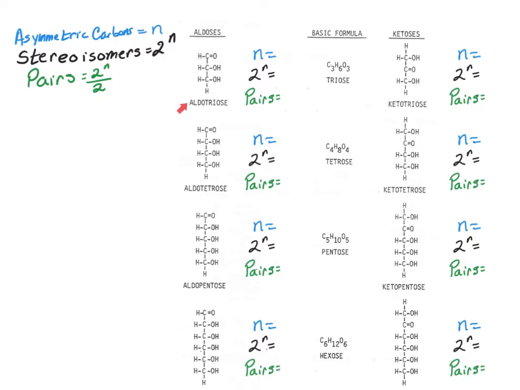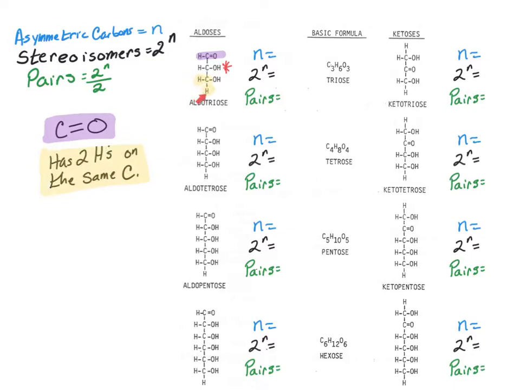Okay, let's start with the aldotriose. Here we see that there are 3 carbons. The top is an aldehyde. And then we see that there is only one asymmetric carbon. That's this one right here. That bottom one is not asymmetric because it has 2 hydrogens attached to the same carbon.